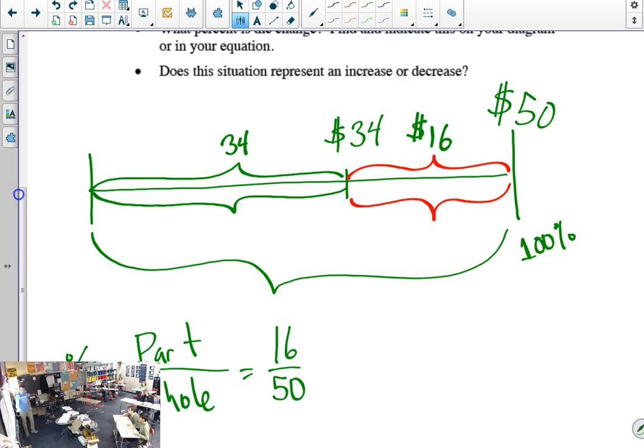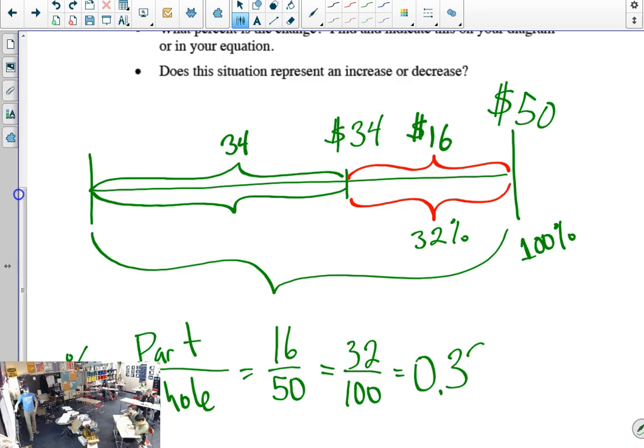Now, if you did 34 over 50, that's okay. So, 16 over 50, I can get this over 100 if I just double, and we find 32%. Questions on how we got the 32%? So, part over whole always, please make sure you have this model down in your notes.